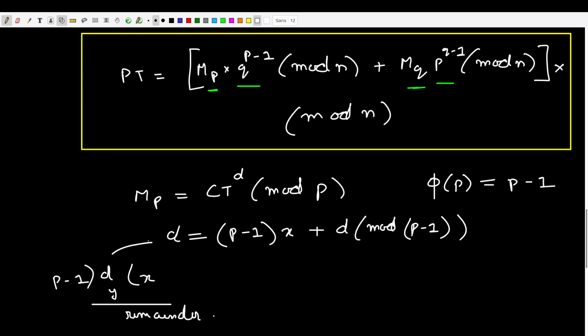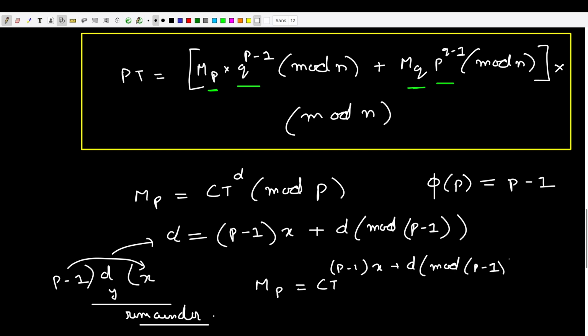So this equation is basically p minus 1 into x, plus the remainder. The remainder is d modulo p minus 1. Okay, so I hope that is clear. So this is how we are writing d. Now let us plug the value of d over here. So what we will get is that MP is equal to ciphertext to the power (p minus 1) into x plus d mod p minus 1, and this entire thing is mod p.